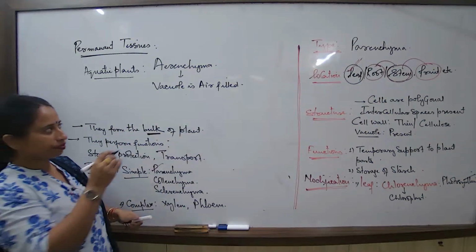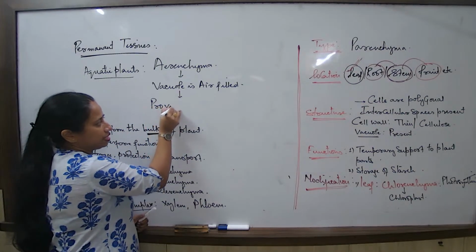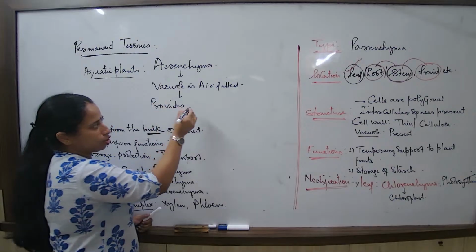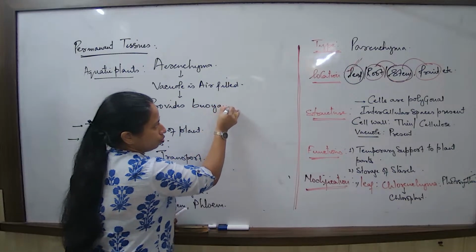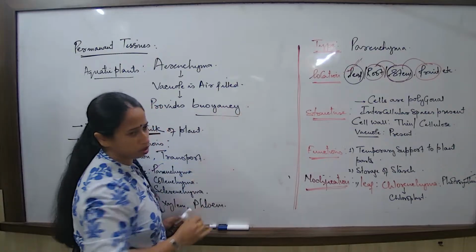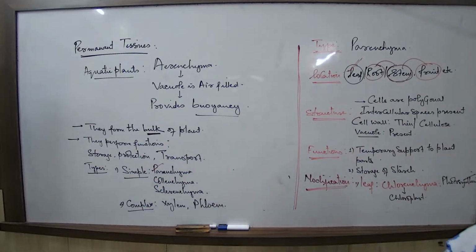Understood? That's the reason we would say that it provides the ability to float on the surface of the water. This is a feature seen only in the aquatic plants, with reference to whether the vacuole is air-filled or water-filled, sap-filled.